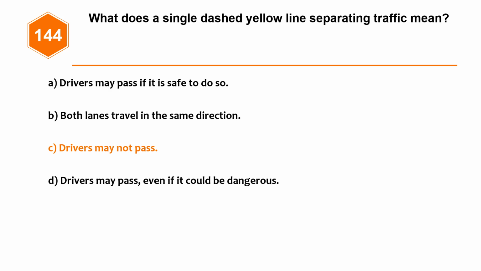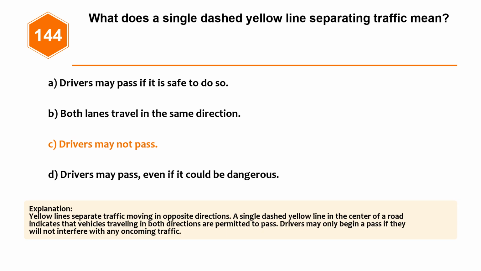The correct answer is option C. Drivers may not pass. Explanation. Yellow lines separate traffic moving in opposite directions. A single dashed yellow line in the center of a road indicates that vehicles traveling in both directions are permitted to pass. Drivers may only begin a pass if they will not interfere with any oncoming traffic.